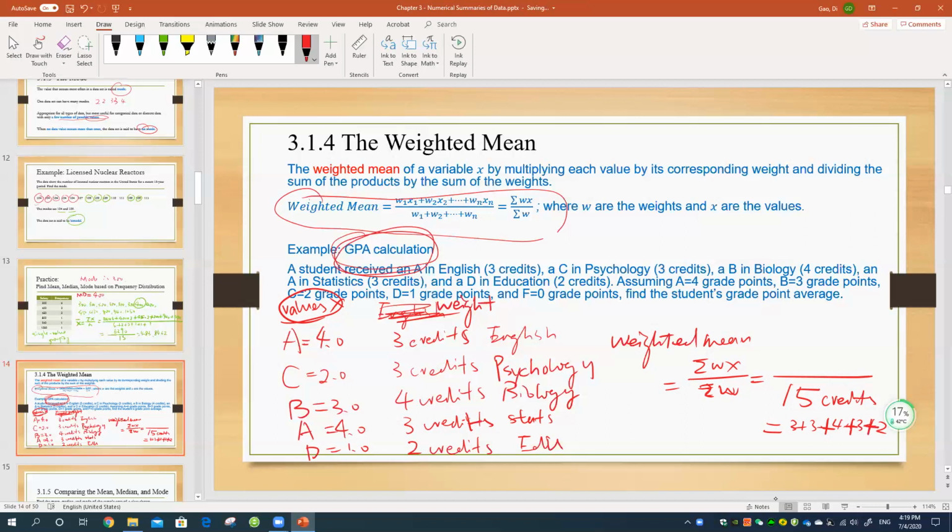And then the sum of the products. For the English class, the student received 4 points because of a letter grade A, and 3 credit hours, so that's a total of 12 points. And then a C, that means 2 points, but 3 credit hours, that means 6. So this is 4 times 3 plus 2 times 3 plus 3 times 4 plus 4 times 3 plus 1 times 2. And then we have 12 plus 6 plus 12 plus 12 plus 2.